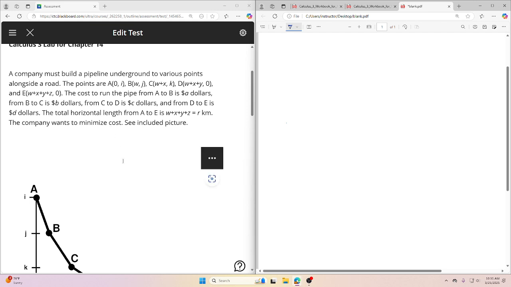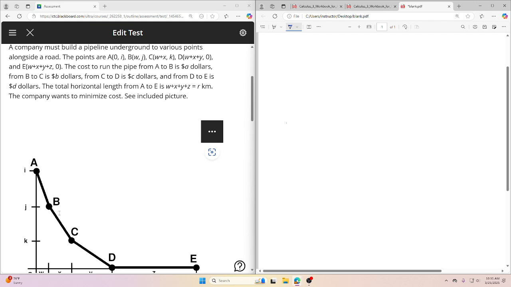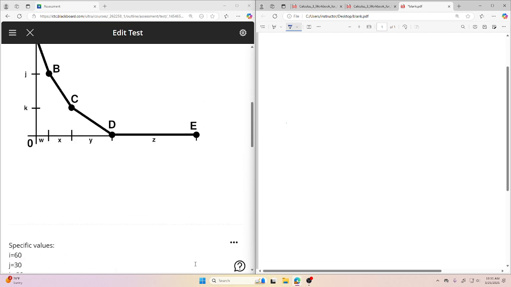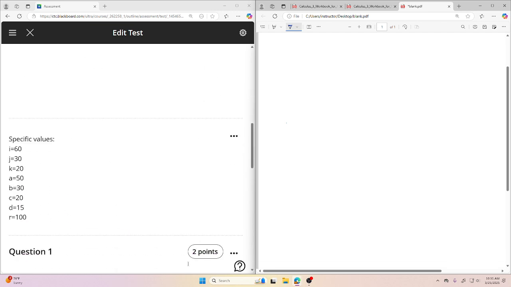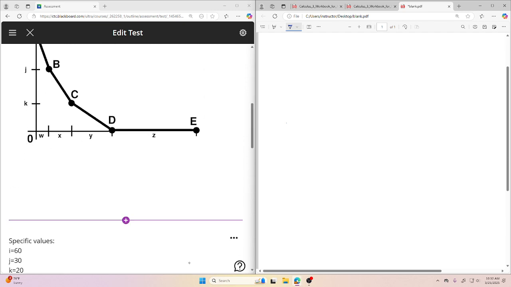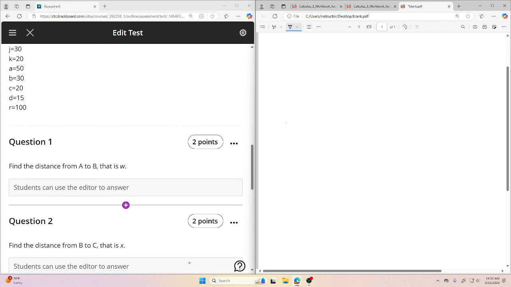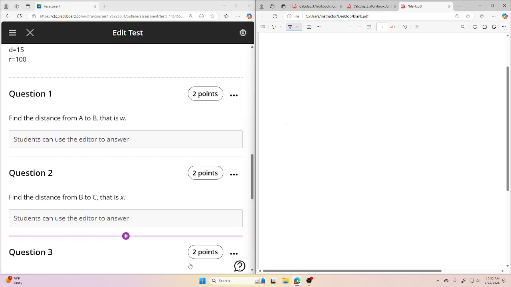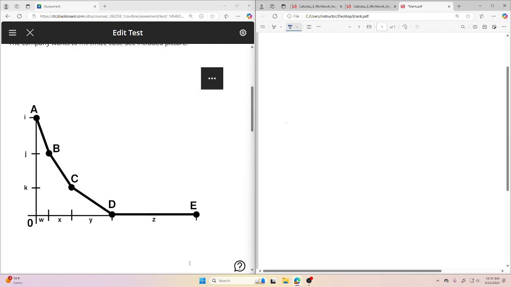So we're doing the lab today. Basically, there's this underground pipeline that has to hit these various spots, and we need to minimize costs. A lot of these numbers are given to us, but we need to find W, X, Y, Z. Let me just verify. Yeah, we're finding what W, X, Y, and Z are, but we have everything else. So the only values we want are these four. Cool? Seems easy enough.